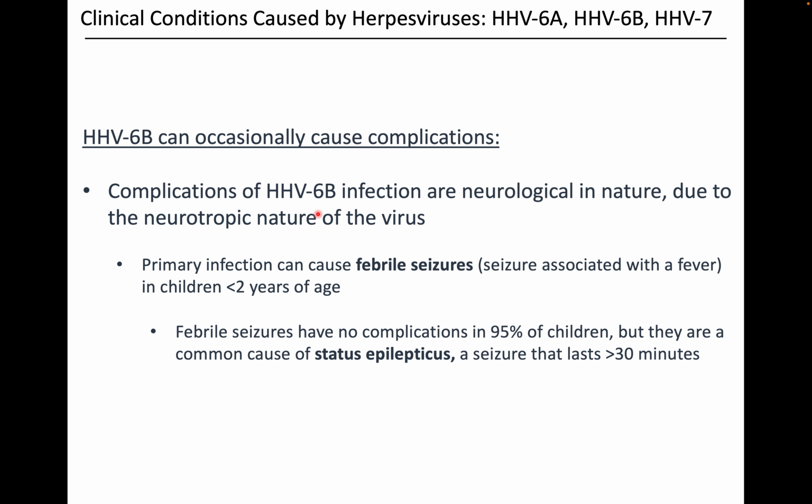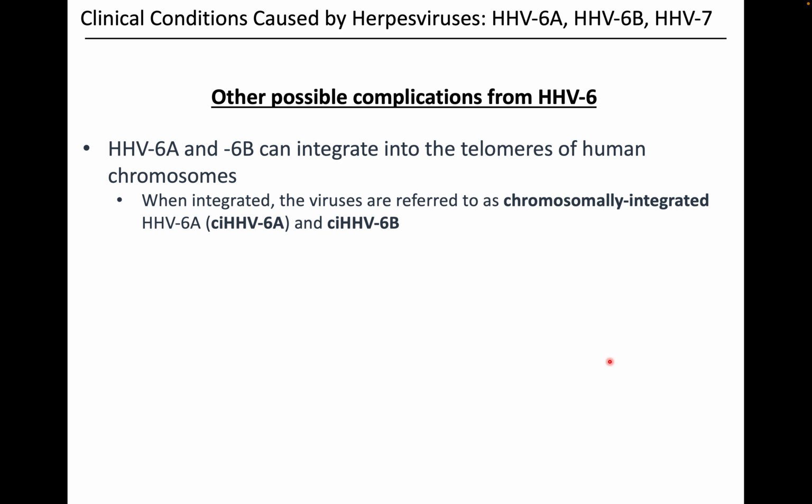So I mentioned, usually these viruses are not a major concern, but occasionally you can get some more serious complications with 6B. So you can sometimes get febrile seizures. These are seizures associated with a fever, and sometimes these can be very long, lasting more than 30 minutes. I can only imagine that would be terrifying as a parent if your young child is having a 30-minute plus seizure. And they think that's tied in with the ability of that virus to infect neurons.